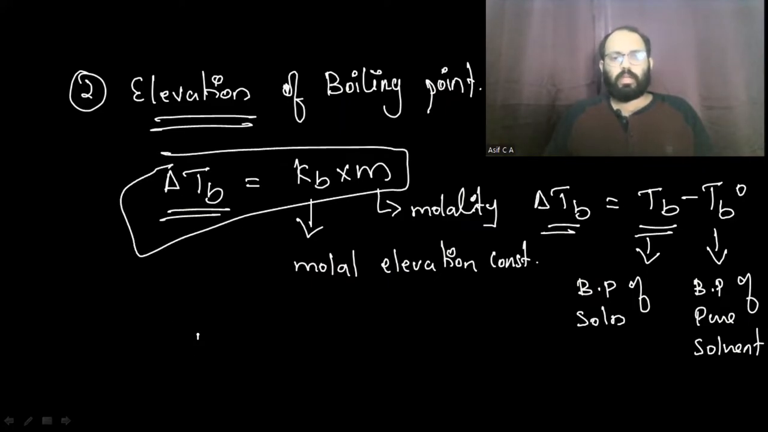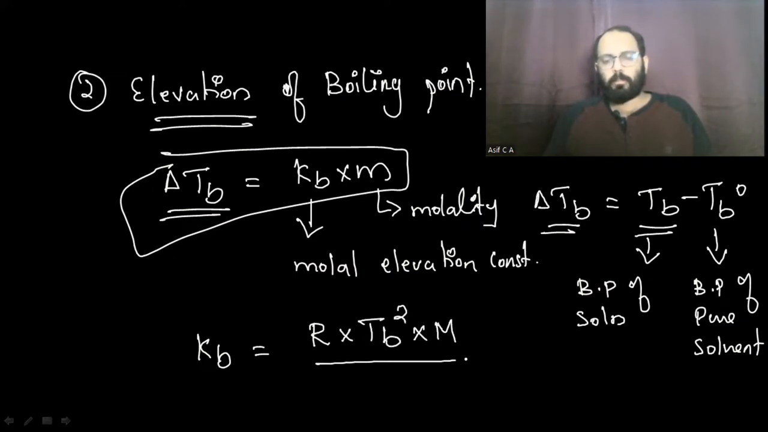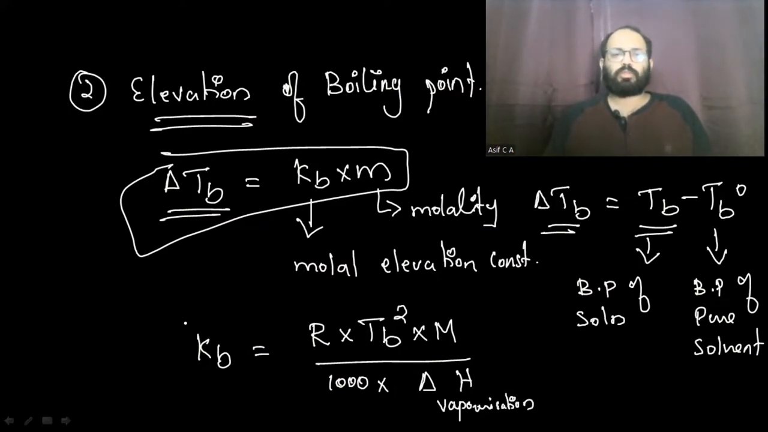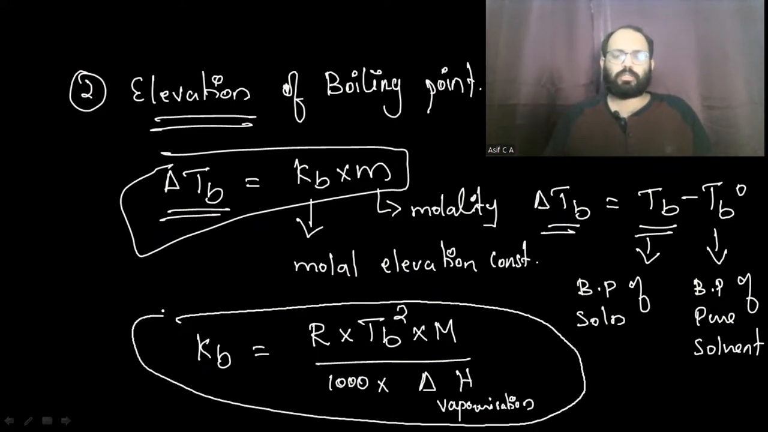Just remember the equation: delta TB is equal to KB into m. To find KB there is the equation KB is equal to R into TB square into M by 1000 into delta H of vaporization, where M is molecular mass. Remember this equation, because they may ask you to choose the correct or incorrect equation. This is elevation in boiling point.